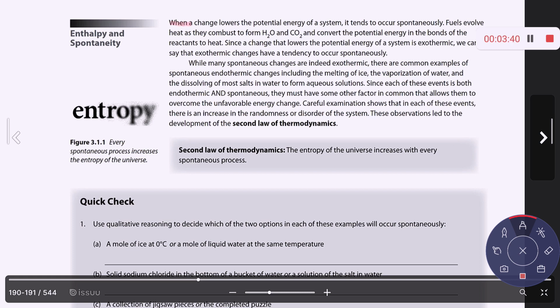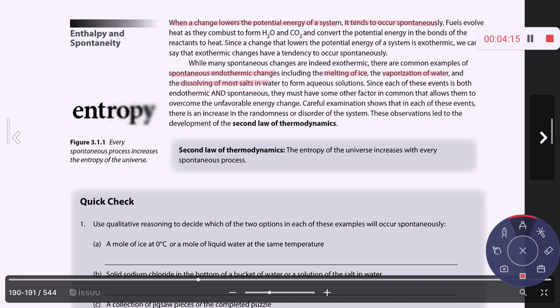So when some sort of a change lowers the potential energy of a system, it tends to occur spontaneously. And while a lot of spontaneous reactions are exothermic, there are some common examples of spontaneous changes that are endothermic. So when ice is melting, or when water vaporizes, or if you're dissolving salt in water, these tend to be spontaneous endothermic changes. So since each of these things are endothermic and spontaneous, there's something else that's playing a role in overcoming the unfavorable energy change.